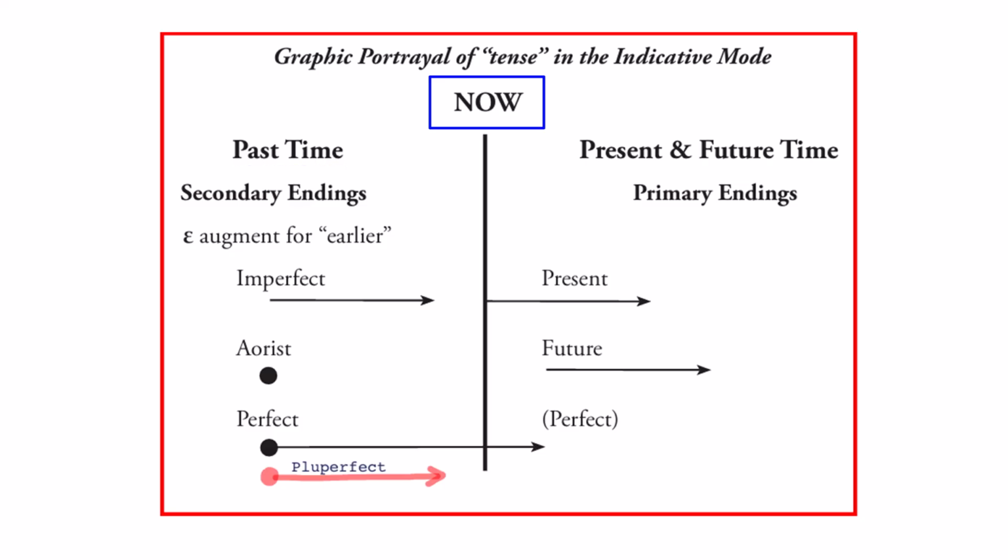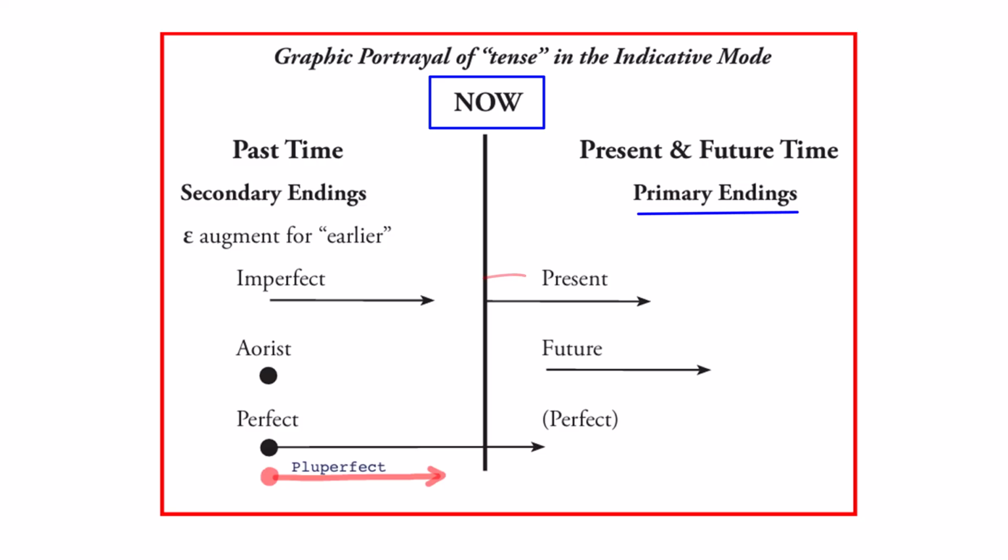And then on the right side, you have primary endings. On the primary endings, you only have two tenses: the present tense and the future tense. So Greek uses primary endings for the future tense as well as the present tense. For the primary endings, there is no e augment, because the e augment shows that the action happened in the past. So we don't add the e augment on primary endings.